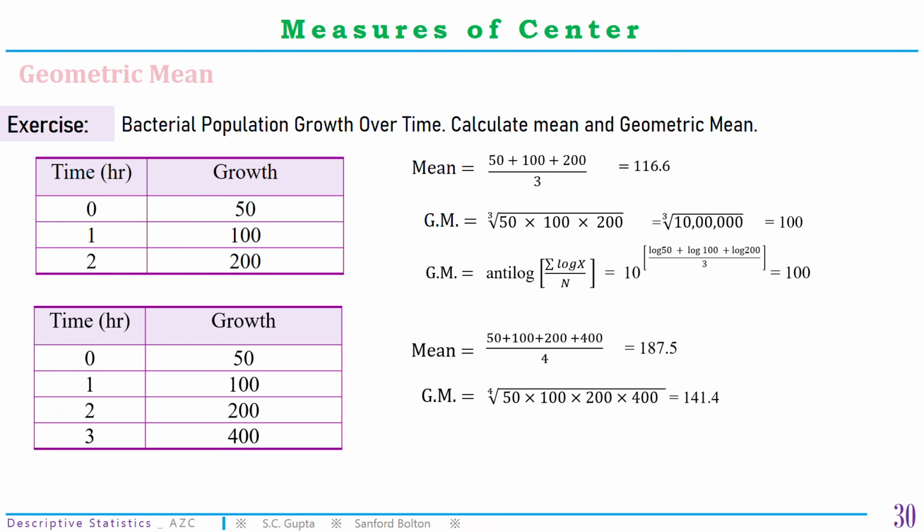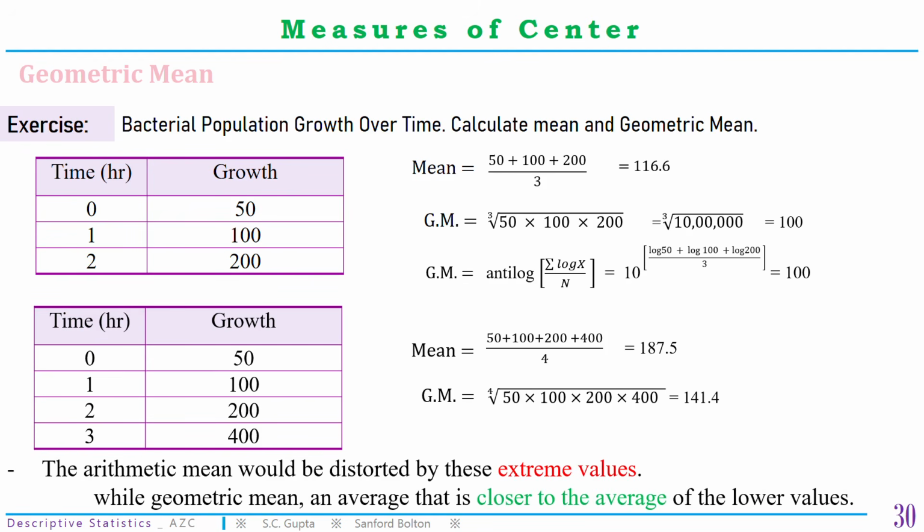We can see that the value of geometric mean is less diverting than the simple arithmetic mean. So for data with drastic change in observation values, geometric mean is more meaningful than arithmetic mean to measure the center of a data set. The arithmetic mean would be distorted by these extreme values, while the geometric mean gives an average that's closer to the average of the lower values.